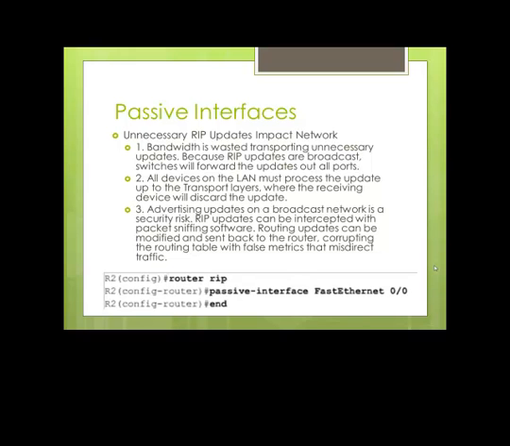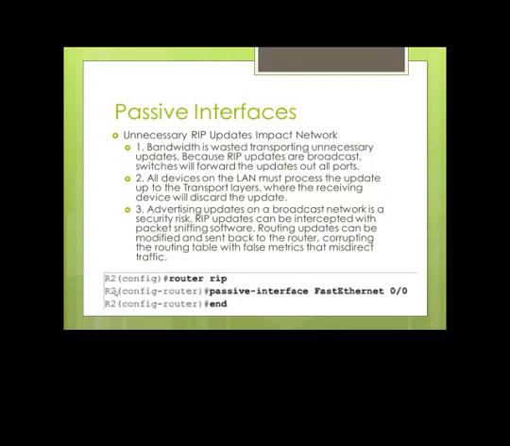Advertising updates on a broadcast network is a security risk. RIP updates can be intercepted with packet sniffing software. Routing updates can be modified and sent back to the router, corrupting the routing table with false metrics that misdirect traffic. So if there is not a router on the other end of that interface that needs to accept RIP updates, you should disable it. Typically that's on your fast Ethernets. Typically on your serials, on the other side of that serial is another router who's running RIP.